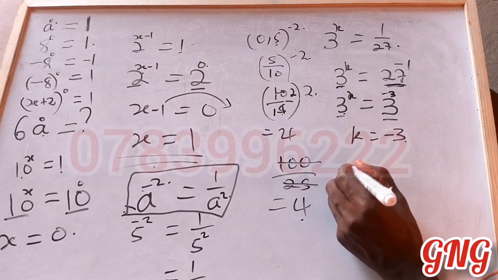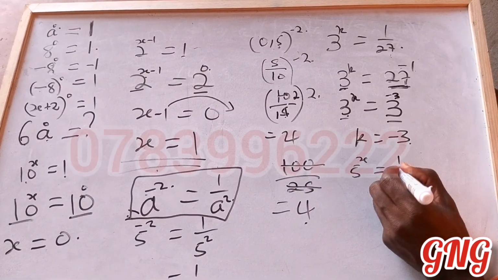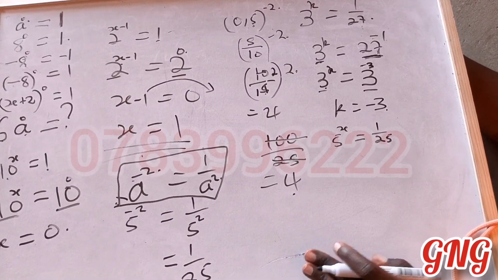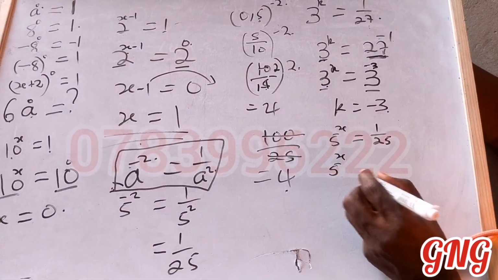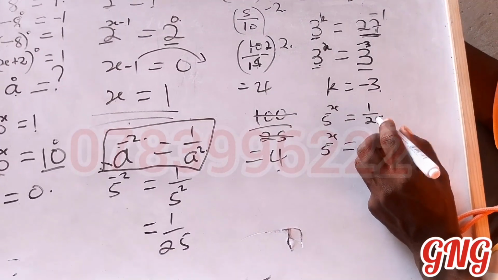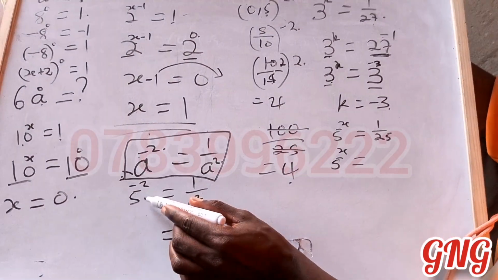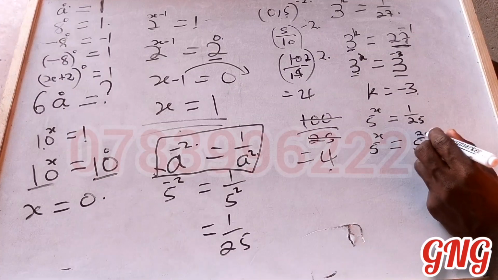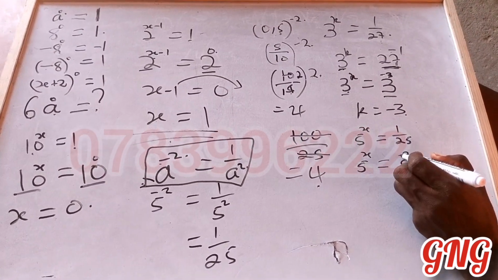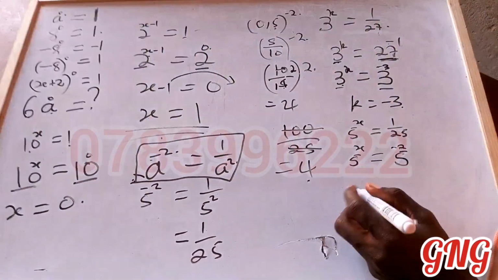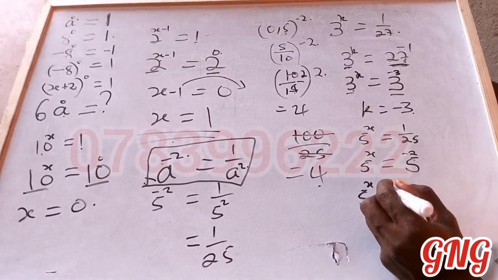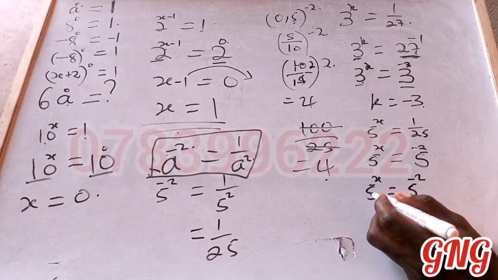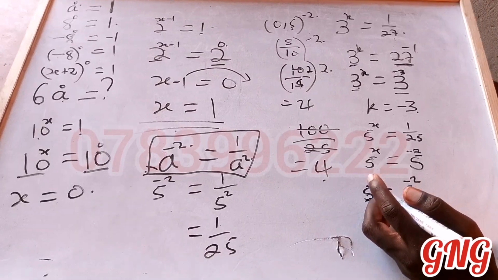So what if you are given 5 power x is equal to 1 over 25? What are you going to do, guys? We're going to say 5 power x is equal to, this 25 we said is reduced to 5 squared. But remember, divided by 1 means inverse, so we put a negative here. So it will be 5 power x is equal to 5 power minus 2. So then if the bases are the same, we just equate the powers.